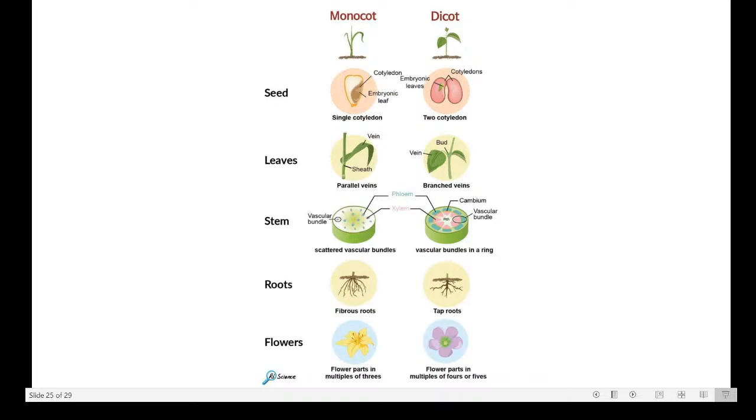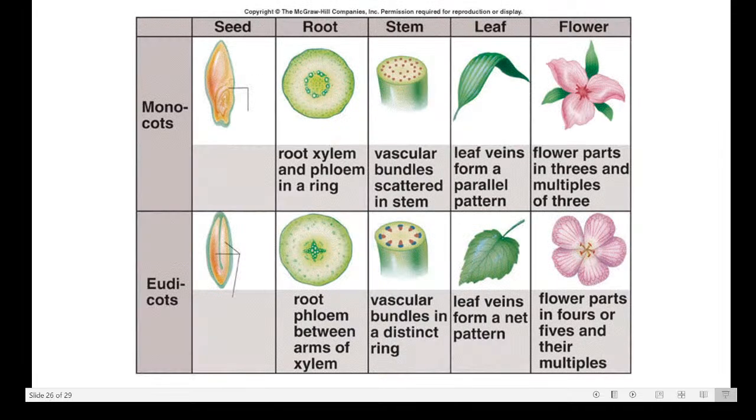Just for understanding monocot and dicot with pictures, I have included some more pictures here. This is for your understanding. Here you can see the flowers are in threes, triple parts, and here we can see 4 and 5 petals. Here the veins are in a net pattern. Here the leaves are in a parallel pattern, monocotyledons.